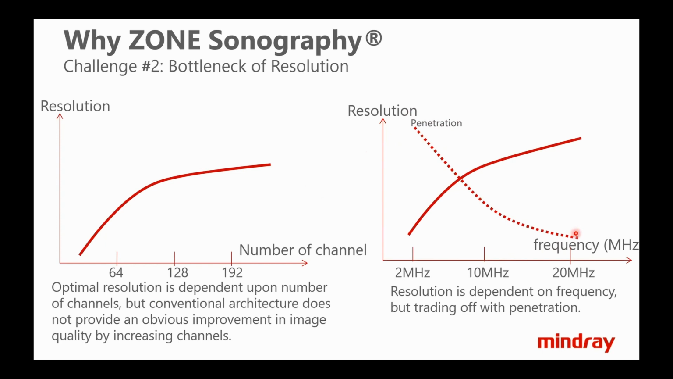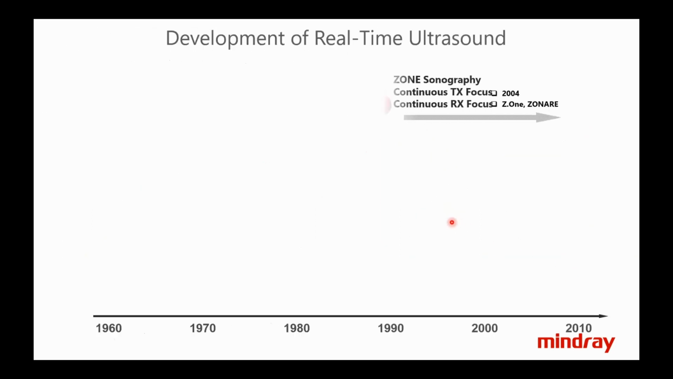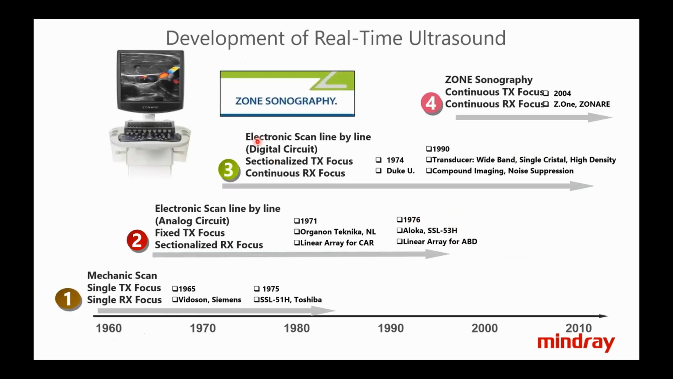So it's a relationship between frequency and resolution and penetration. If we increase the frequency, resolution will increase, but penetration will decrease. Okay. What is zone sonography?